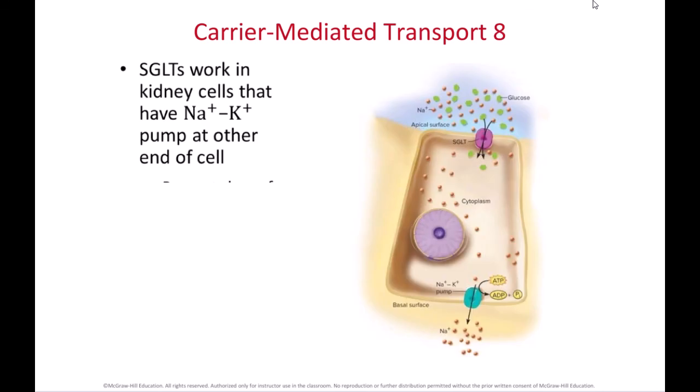So here we have a diagram from your text showing the sodium-potassium pump on the bottom margin, inferior margin of the cell, and that sodium-potassium pump is using the ATP, building up the ion concentration gradient, and then we have the sodium-glucose transporter on the other side of the cell that's using sodium ion concentrations to move glucose into the cell.